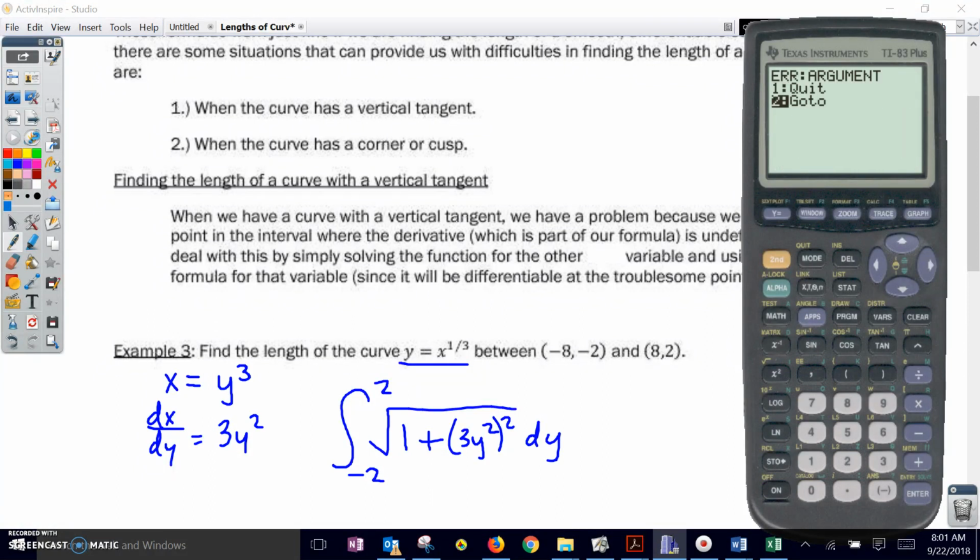Uh-oh, I think I forgot a parenthesis. Yep, I sure did. Let's insert a right parenthesis there, and now everything should work fine. And we've got our arc length of 17.261.